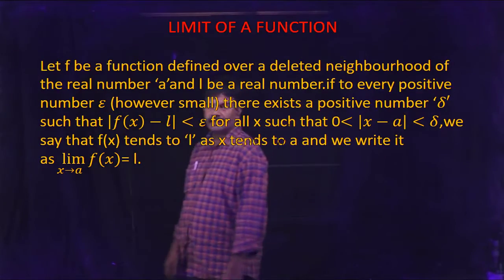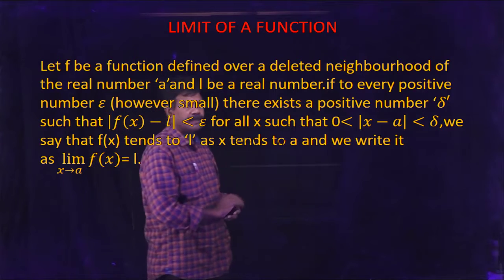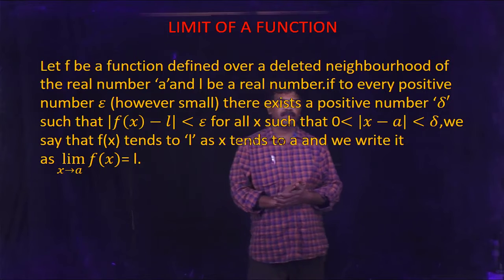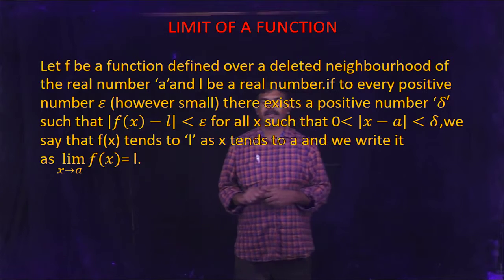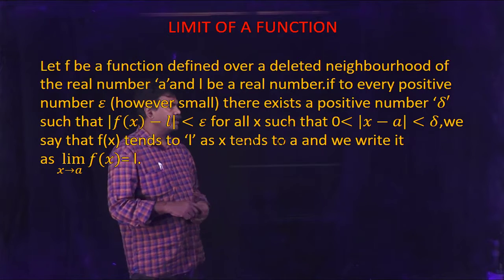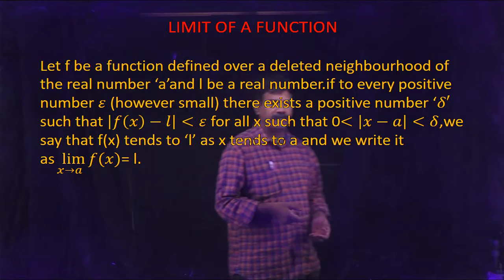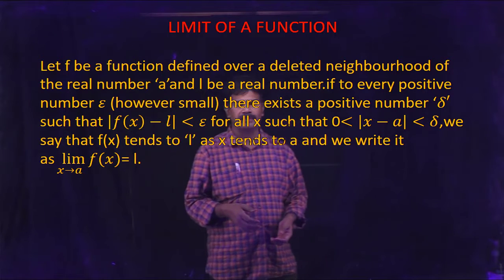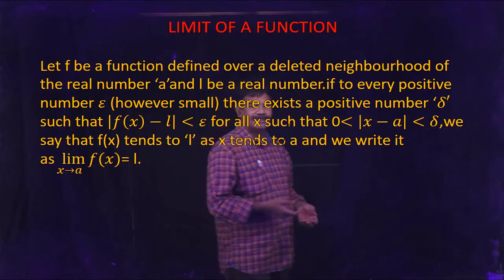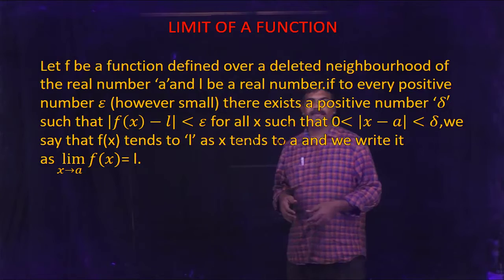Next one is limit of a function. Suppose f is a function defined over a deleted neighborhood of a real number a, and L is a real number. If for every positive number epsilon, however small, there exists a positive number delta such that modulus of f of x minus L is less than epsilon for all x such that 0 is less than mod x minus a, which is less than delta, we say that f of x tends to L as x tends to a, and we write it as limit x tends to a, f of x is equal to L.